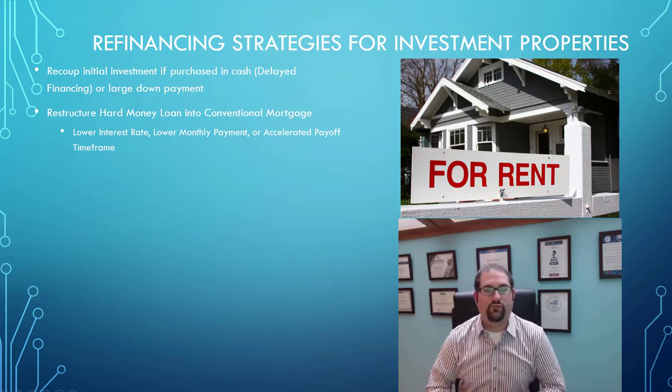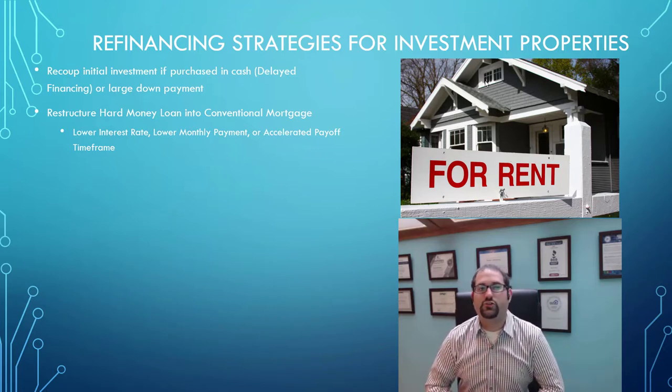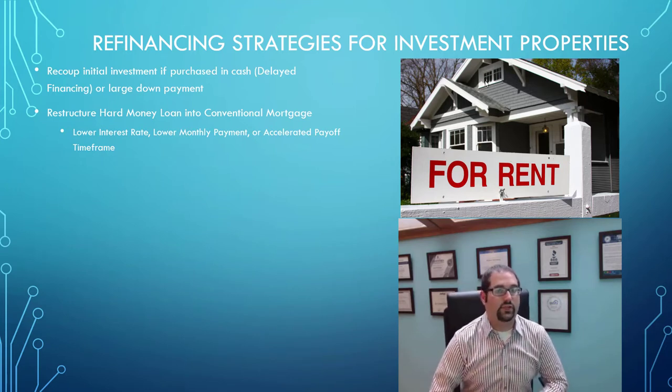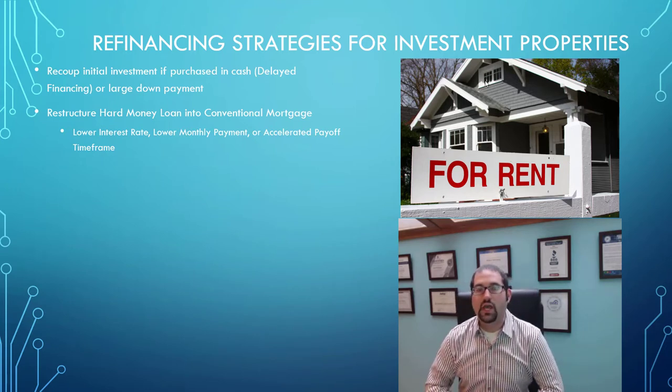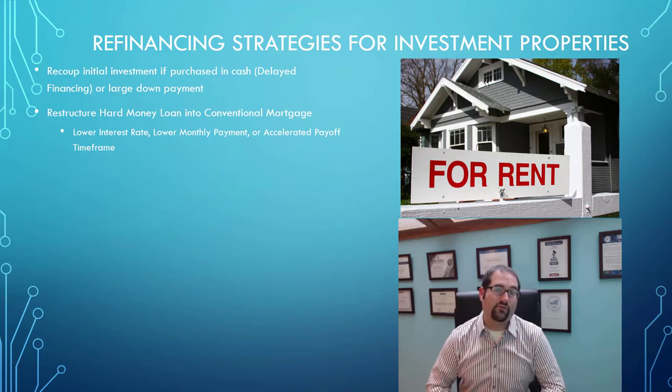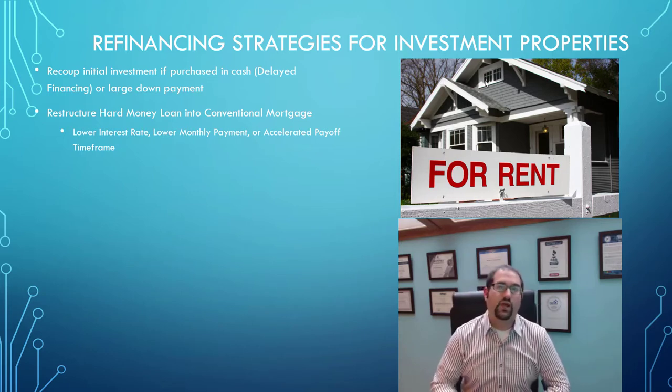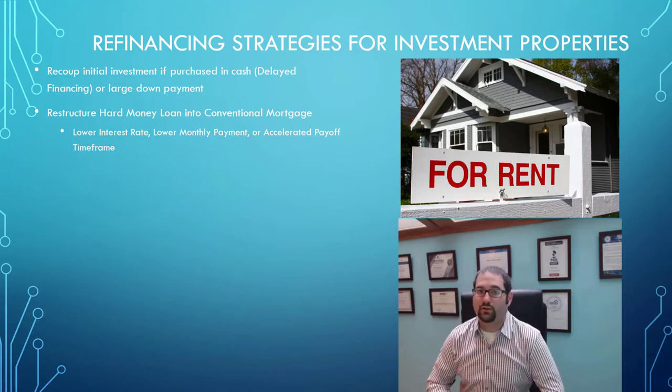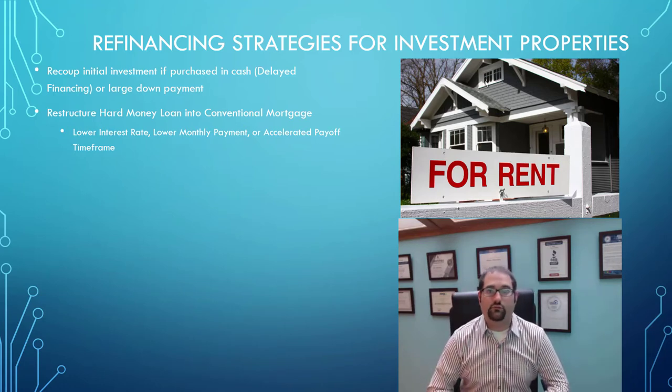Another main reason people refinance an investment property is to restructure a hard money loan into a conventional mortgage. A lot of real estate investors, when they are buying an investment property, in order to close quickly, will use a private loan or what's called a hard money loan, which is typically a private investor that lends money at very high interest rates with high fees, and they're typically short-term loans, maybe 6, 12, or 24 months. So as a real estate investor, it's important that you have a plan in place to pay that loan off quickly while still retaining the property.